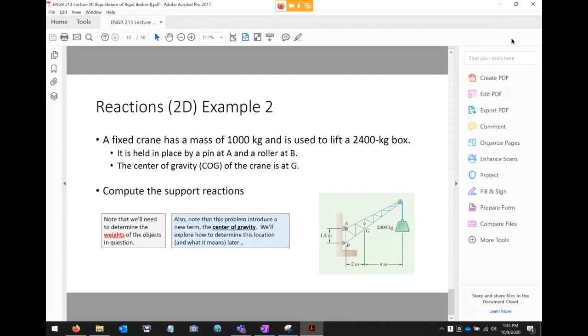That actually introduces a new term, the center of gravity. I'm sure some of you have heard that term in common parlance. We're going to talk later on about exactly how to determine where the center of gravity is for a given body. That's going to be kind of important. We'll do that later, so I'm just going to jump right into this problem.